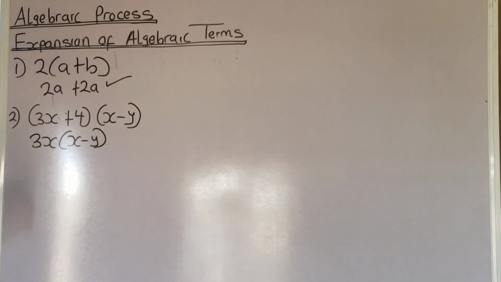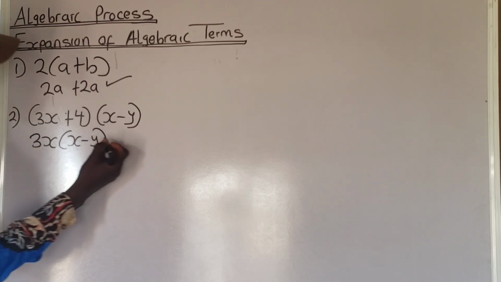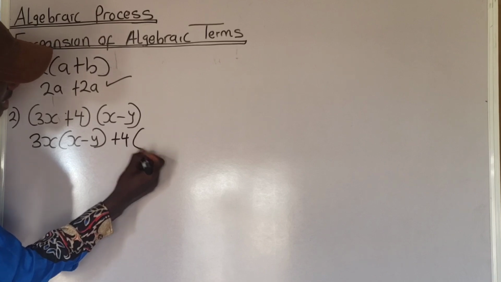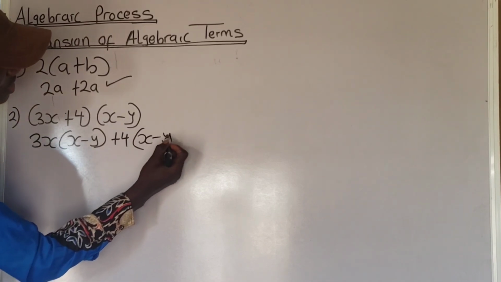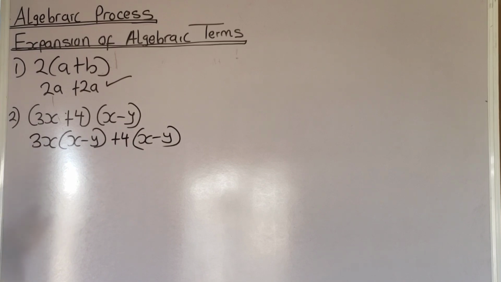Okay? Then I'm going to take the second term in the first bracket and use it to multiply all the terms in the second bracket. Do you understand? The second term now is what? Plus 4. So I'm going to have plus 4 into bracket x minus y, which is the term in the second bracket. Okay? Now, let us take the product.